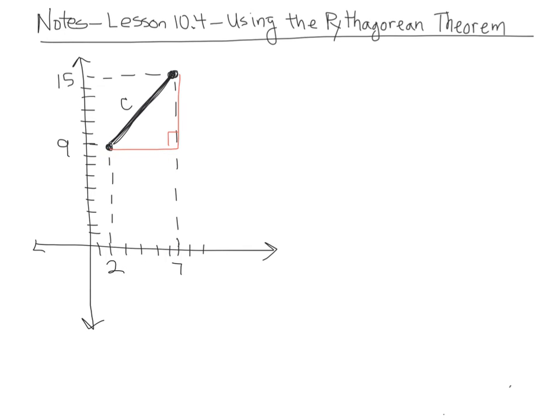You went from 2 to 7, so that's 5. And then this distance, and it's a vertical distance, so it's easy to tell how far that is. You went from 9 to 15, which is 6. And then to find the distance you really want, you're going to go leg squared plus leg squared equals hypotenuse squared. 5 squared plus 6 squared equals C squared. Now, we don't want C squared, really. We want just regular C. So then you'd end up, eventually, taking the square root of both sides.